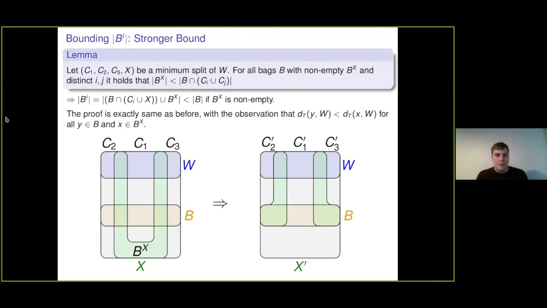And how to prove this? This proof is exactly the same as before. If we have this Bx equal to this intersection of C2, C3, B, then what happens is that we don't change the size of the separator, but we move the separator up in the tree decomposition. And so we move vertices from below B to B in the tree decomposition, which strictly decreases this distance function.